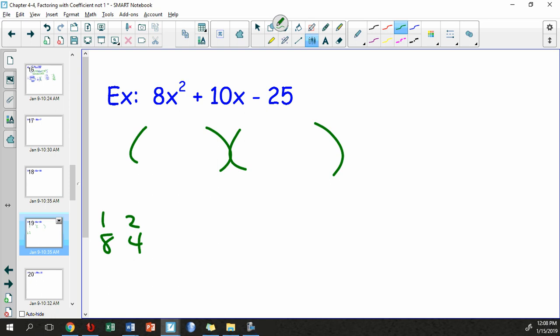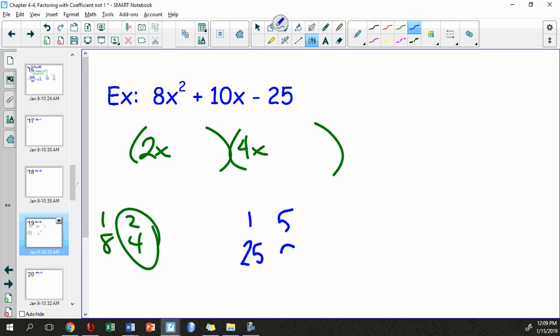What did I tell you to use for factors? The closest. 2x and 4x. Would you agree? Yes? Factors of 25. 1 and 25, 5 and 5. What did I tell you to use? Closest factors. So I'm going to put a 5 and a 5. Inner gives me a 20x, outer gives me a 10x.